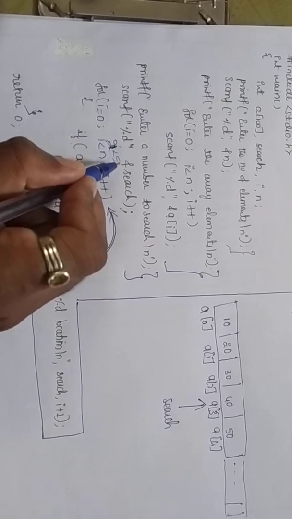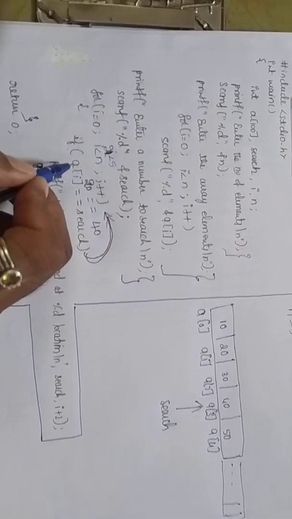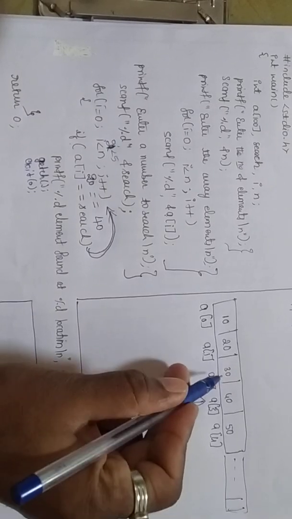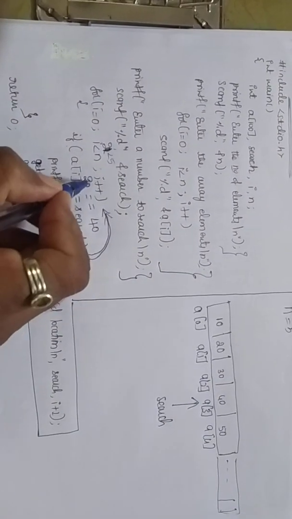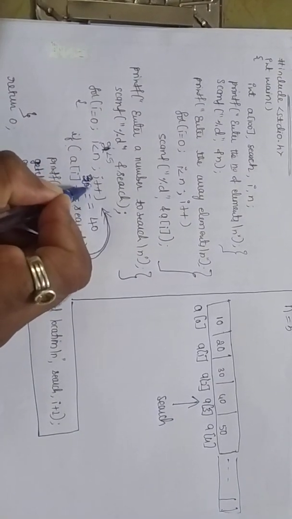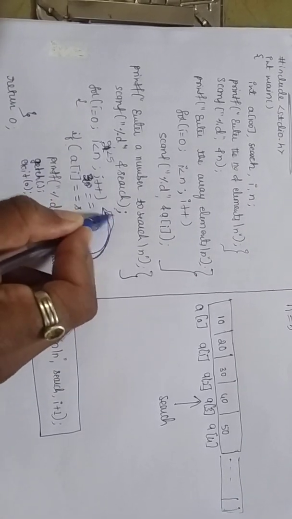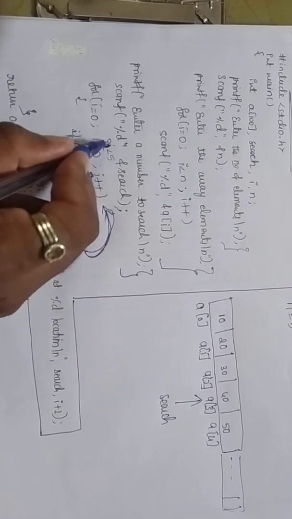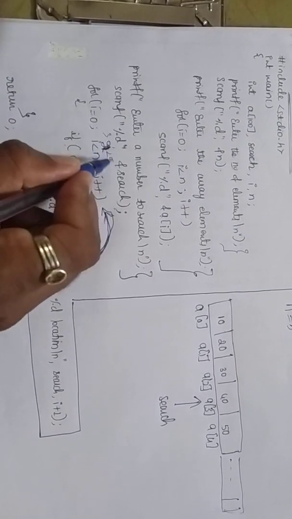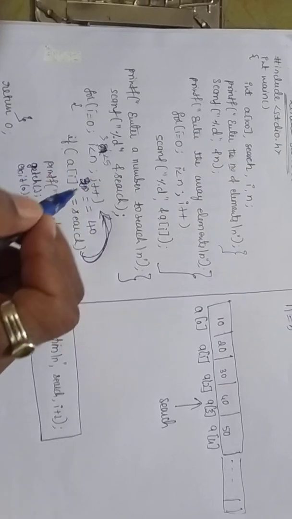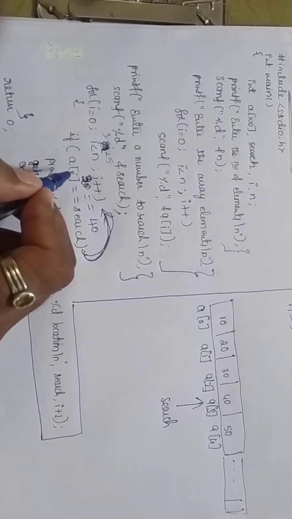Check here. Whether 2 is less than 5? Yes, condition true. So A of 2 now. A of 2 means this value. A of 2 contains how much? 30. Substitute here. Whether 30 is equivalent to 40? No, false. False means continue the loop. Increment the i value to 3. Whether 3 is less than 5? Yes, condition true. Condition true means substitute the A of 3 value.